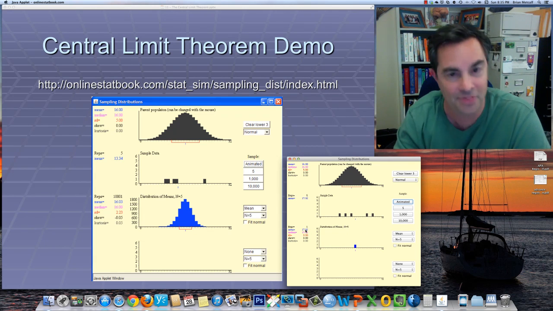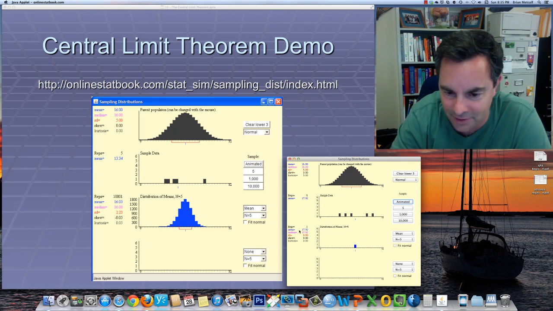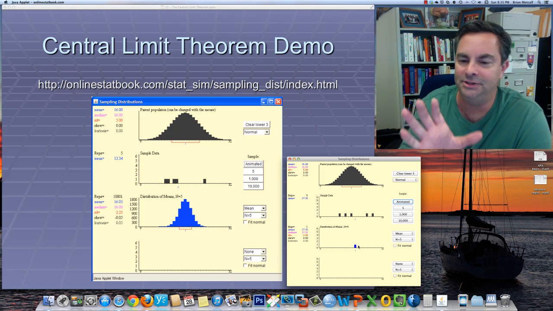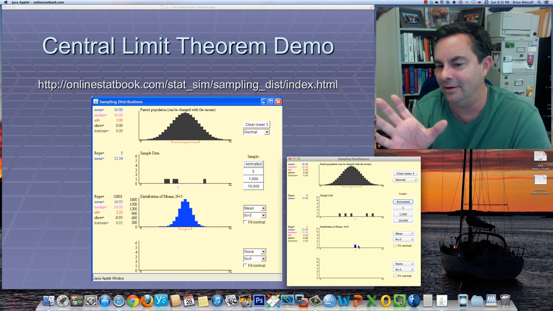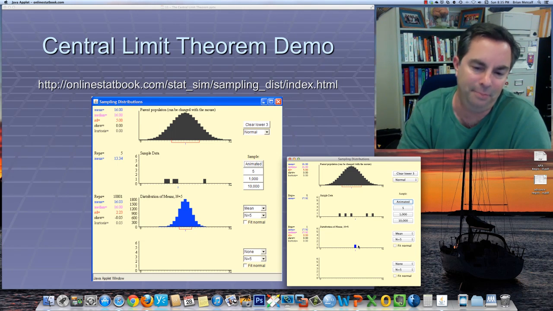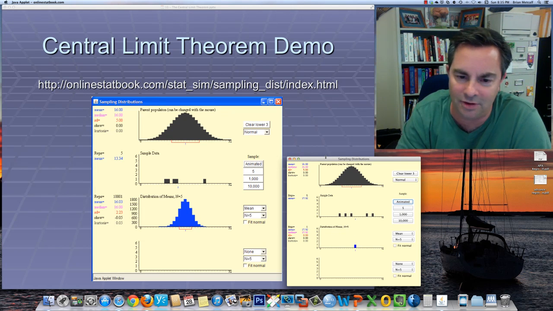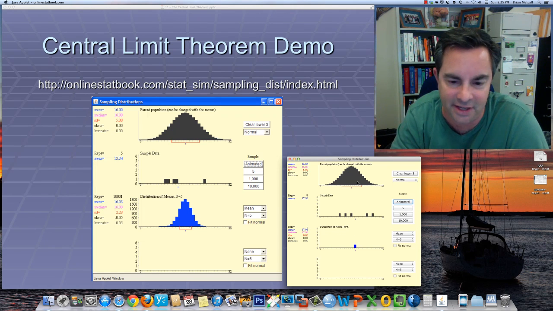Okay, and thus far that mean was 17.92. Again, the population had a mean of 16, so these scores were just ever so slightly higher on average than the population mean, okay? Approximately 18, whereas the mean of the population was 16.